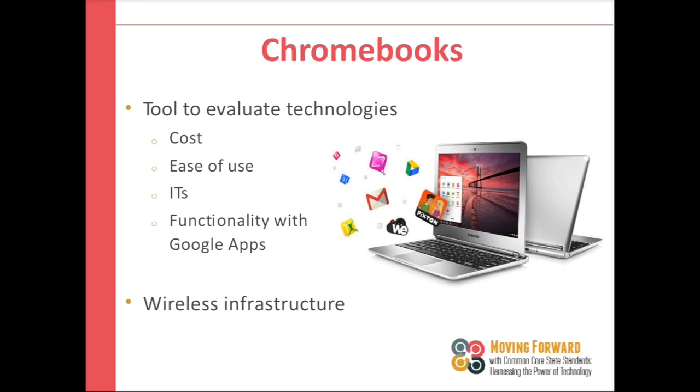So Chromebooks, it's just a web appliance, and all it does is get you to the internet. You don't install Microsoft Office on it, you don't install applications on it. It really just gets you out onto the web and gets you connected. So it worked perfectly with the Google Apps that we're using.